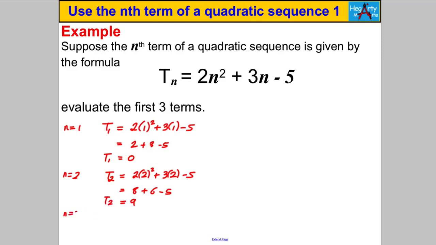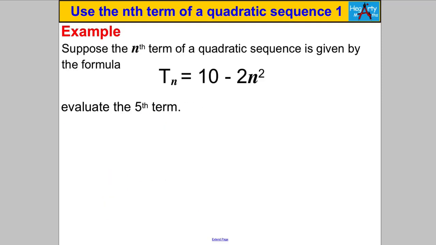Let's finish off by letting n be 3. We're going to work out T3, which is going to equal 2, bracket 3 squared, add 3, bracket 3, take away 5. 3 squared is 9, 2 times 9 is 18, 3 times 3 is 9, so 18 add 9, take away 5. 18 add 9 is 27, take away 5, we get ourselves 22, and T3 is equal to 22. Here's our first term, our second term, our third term as requested, and we're done.